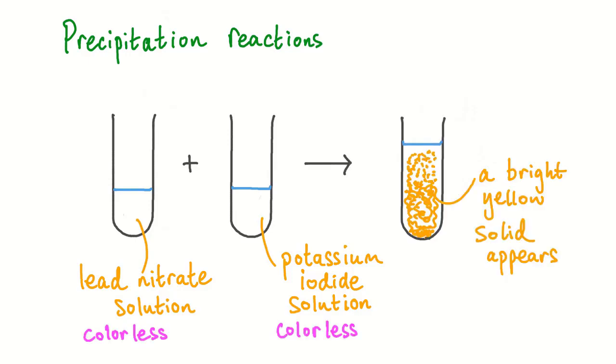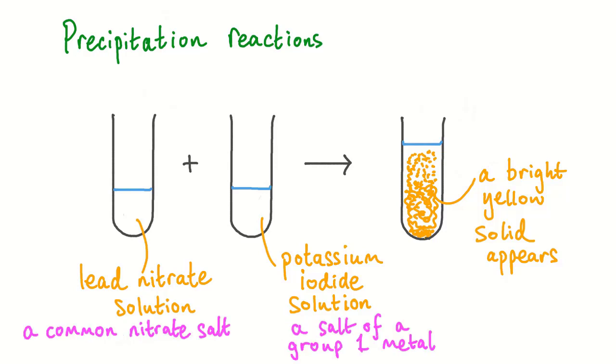For example, if a solution of lead nitrate is mixed with a solution of potassium iodide, a bright yellow solid is immediately formed. This is a completely unexpected result in this reaction, since the two starting solutions are colourless. Both lead nitrate and potassium iodide are soluble salts. Most common nitrates are soluble in water. Most salts of group 1 metals are also soluble.